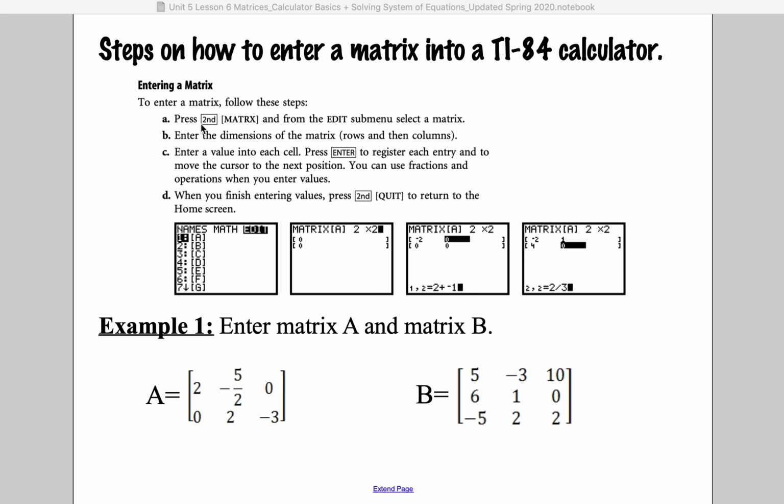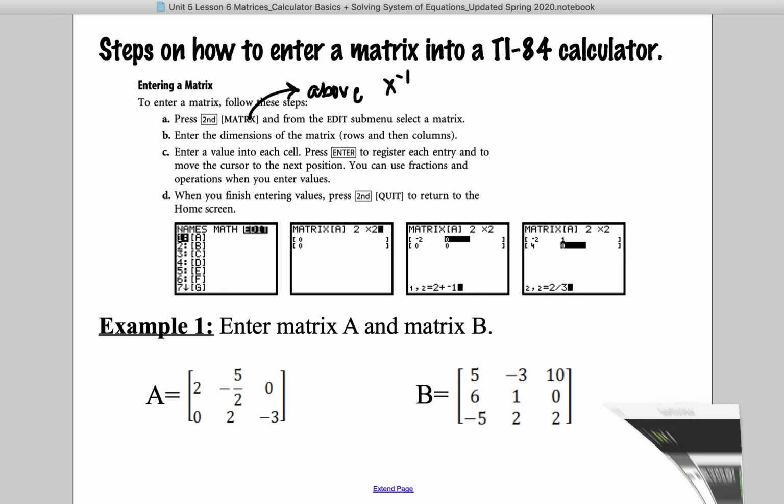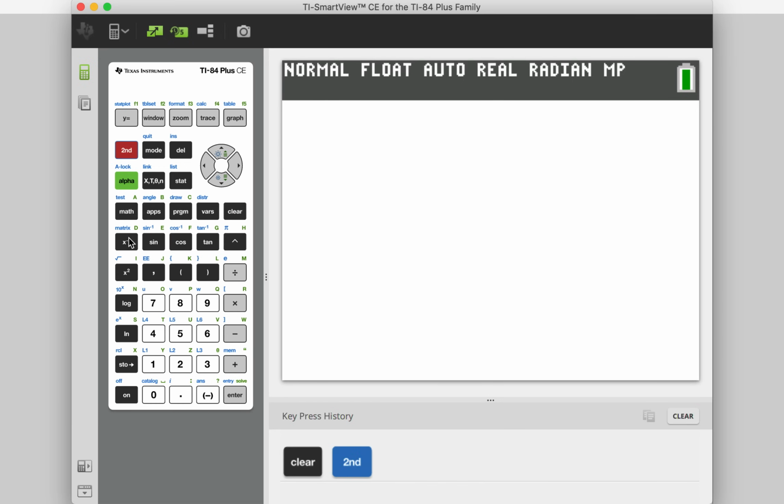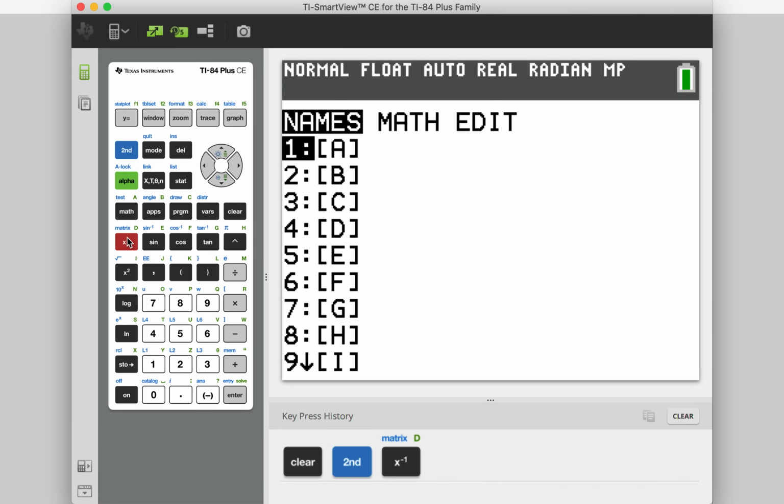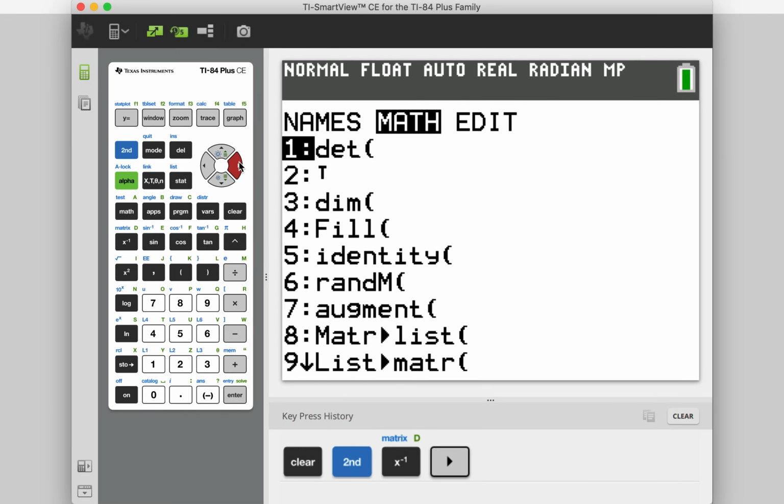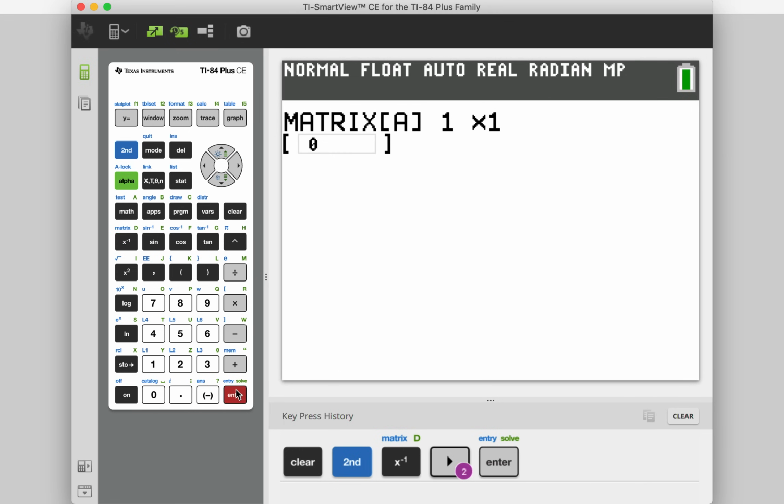You're going to press second, matrix, and matrix is the button that's actually above x to the -1, which is x inverse. I'll actually be using that button later. So I'm going to go second. See how matrix is right here, above x inverse? Then you don't want to click here. We have to go over to edit. If I go over to edit, I'm going to hit enter on matrix A.